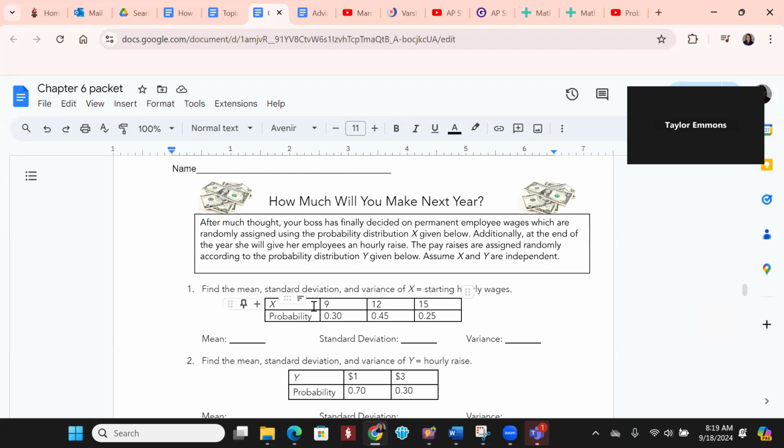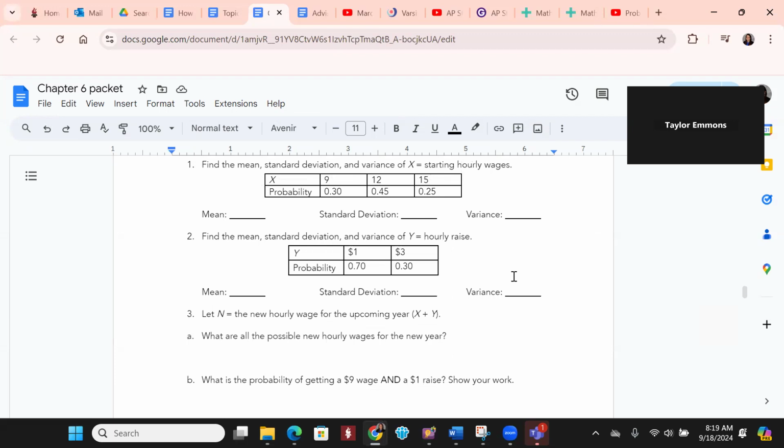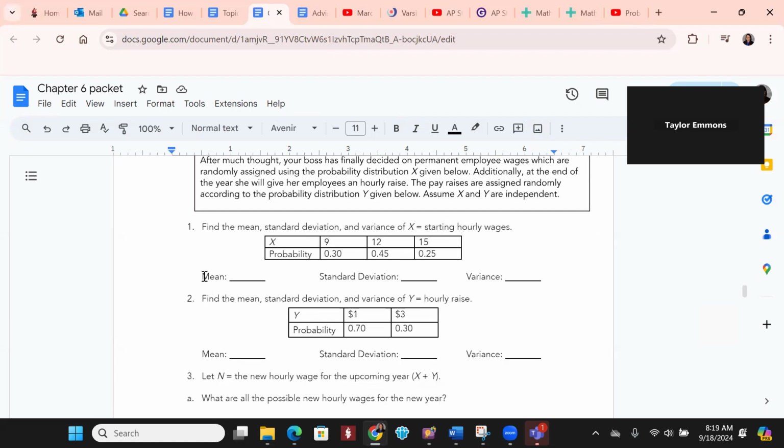Okay, so go ahead and take a moment. Go ahead and put this list in your calculator. Tell me what the mean, the standard deviation, and the variance is. Variance is standard deviation squared. Okay, so take a second, find those. So you should have gotten 11.85. Okay, you should have gotten 2.22. And then you should have gotten 4.93.